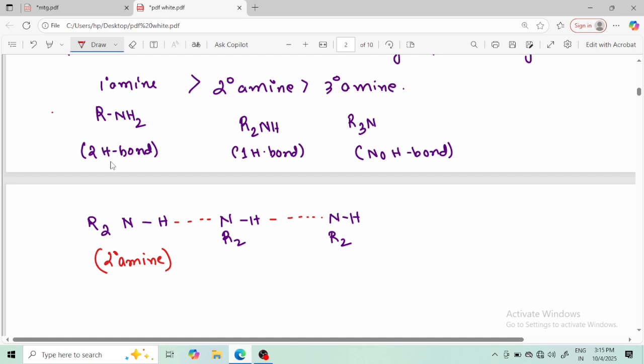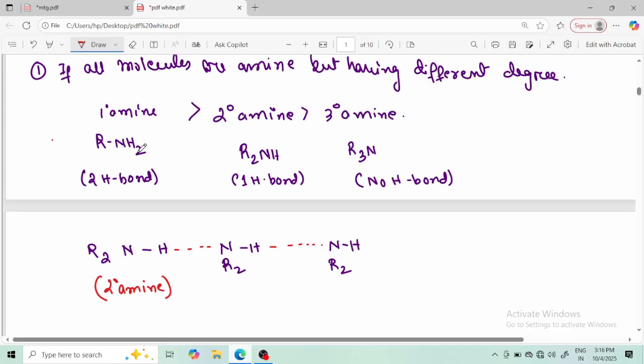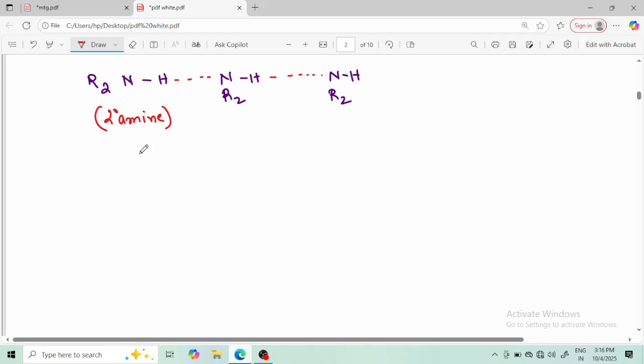So in case of 1 degree, what will happen? There will be 2 hydrogen bonds, so you will need more heat, and if you apply more heat to change the amine into vapor state, means to boil it, that means its boiling point will also be more, right? Understood? So just remember that with the increasing number of hydrogen bonding, the boiling point of amine also increases. Now the second type of question is that if the functional group is different.